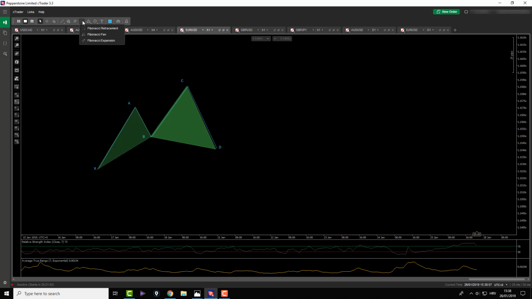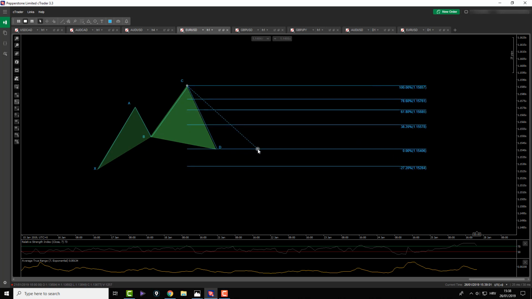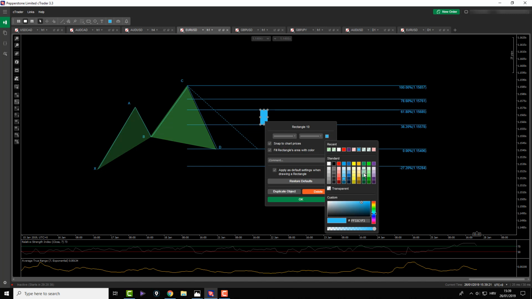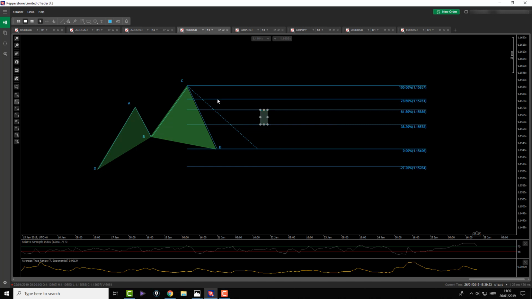Targets, however, are the same as they are with the Bat pattern and the Gartley pattern. The first target is the 38.2 fib level, and the second target is 61.8. So for marking this up, we used rectangles, so we are going to use them again. Okay, let's do another one.